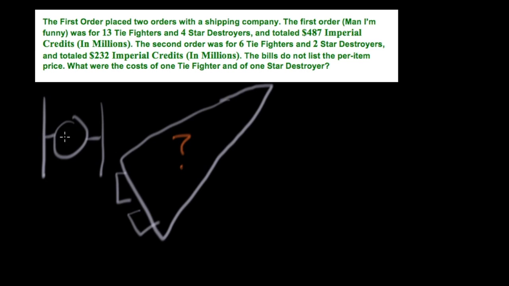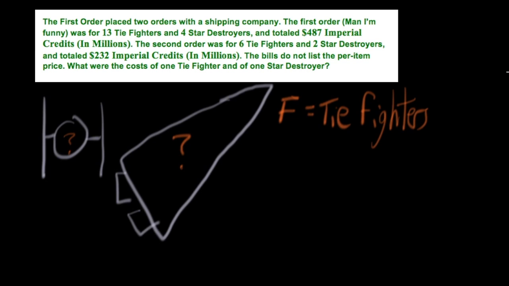So of course we need to make our variables up. I'll use F for TIE fighters. So TIE fighters are F. And I guess I'll use D for the Star Destroyers.